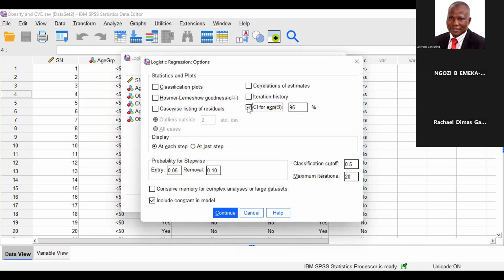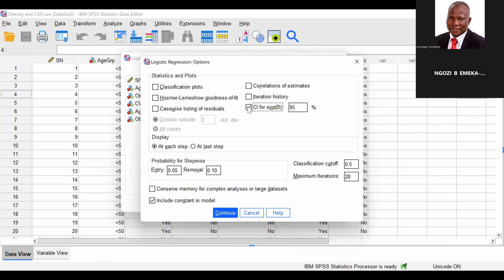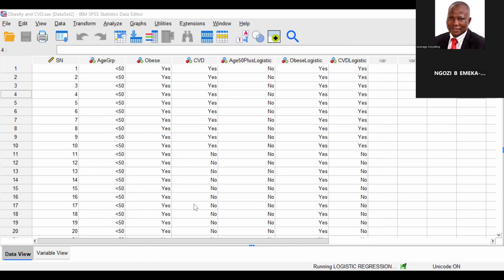I've already told you the odds ratio is the exponential of beta. CI means confidence interval. If you don't click on this, by default it is set at 95% confidence interval, but it will calculate the odds ratio and will not give you the confidence interval. So we now say continue. Okay, let me share the output with you.